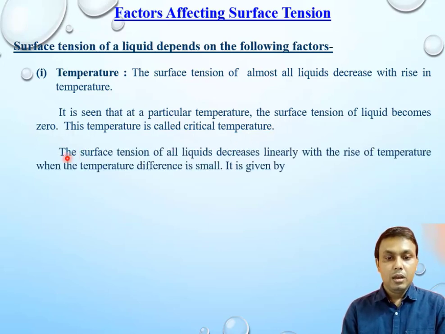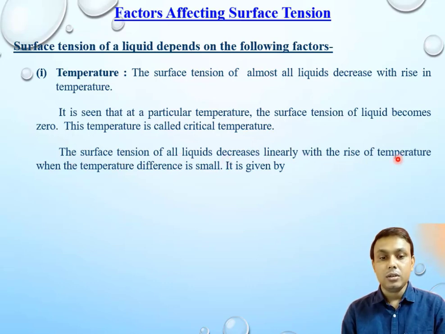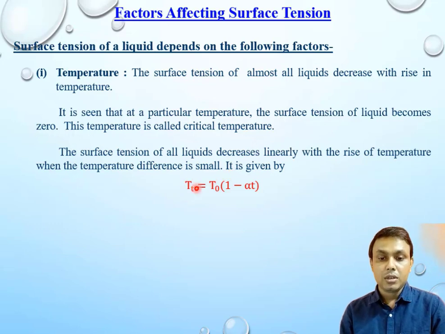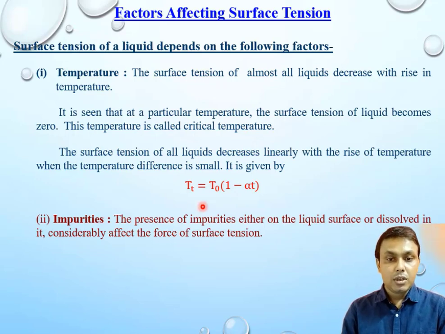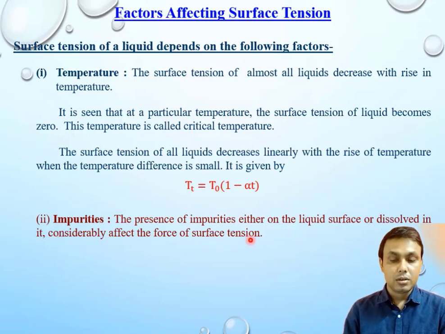Now, the surface tension of all liquids decreases linearly with the rise in temperature when the temperature difference is small. And it is given by this formula, where this is the surface tension at temperature small t, this is the surface tension at 0 degree centigrade, and the relation is given by this expression. Next, surface tension also depends upon impurities. The presence of impurities either on the liquid surface or dissolved in it considerably affects the force of surface tension.